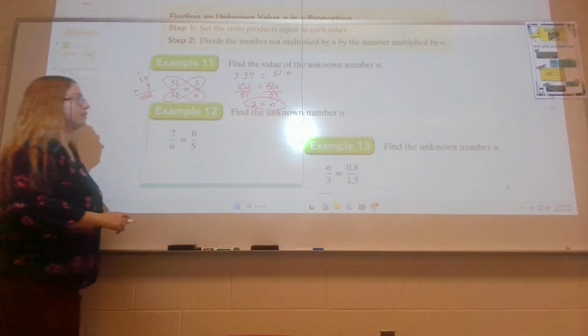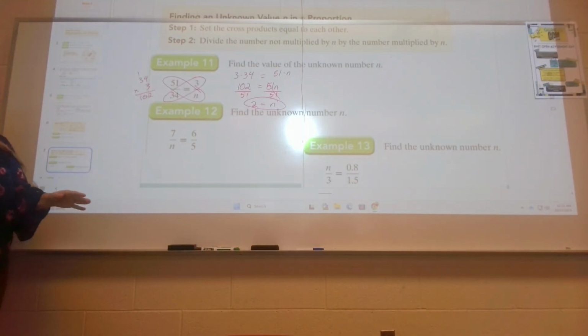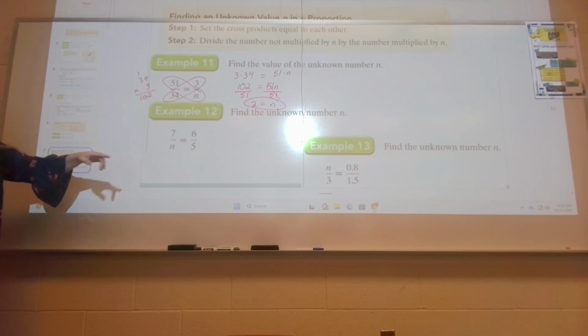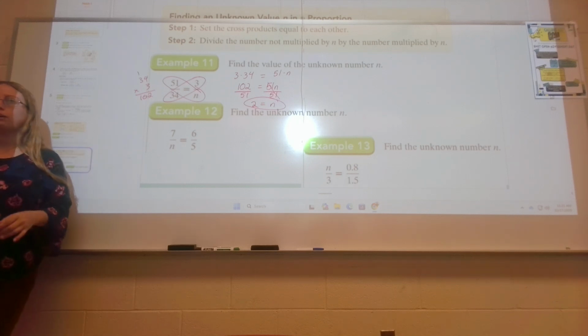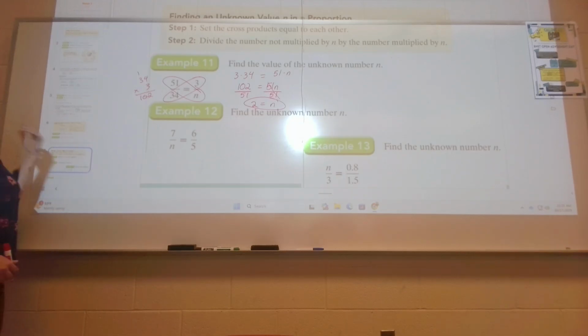All right. So I've got two more on the board. I want you to try these next two. You might get a fraction in the end, and that's okay. If you get a fraction, then you just leave it as a fraction. It's not the end of the world. So try solving 12, try solving 13.